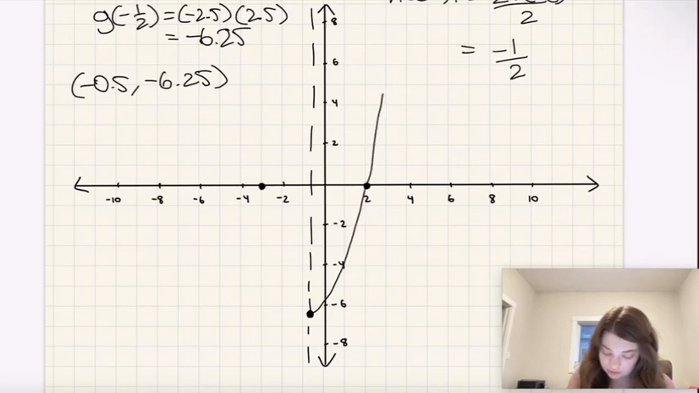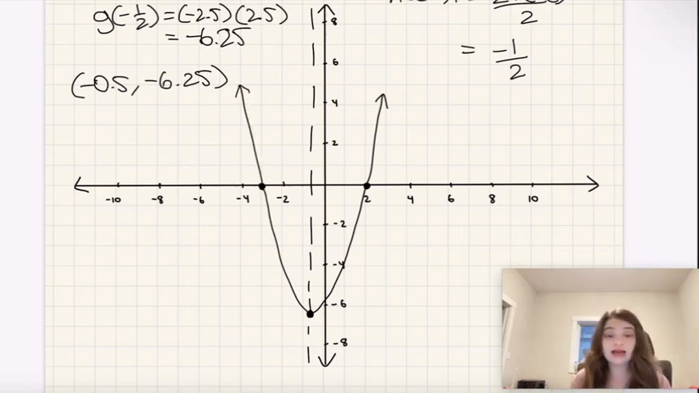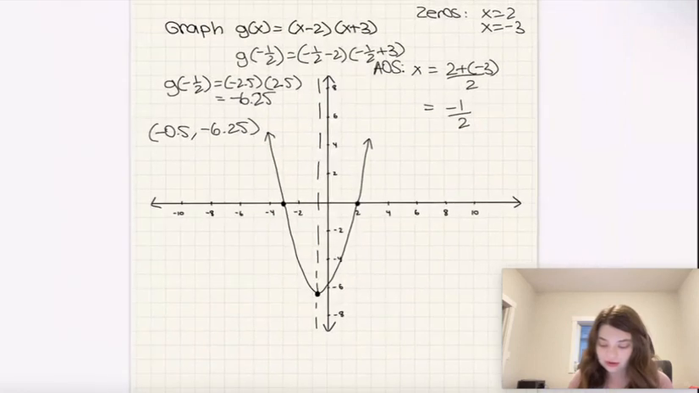Now, in general, we often want to graph parabolas with at least 5 points. Generally, though, with factored form, we can do 3 points, right? The vertex and then the two zeros as well. So there we go. There is our quadratic.